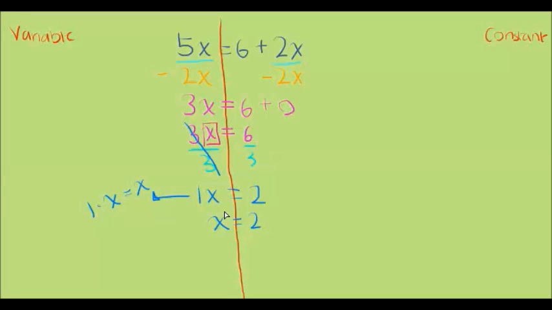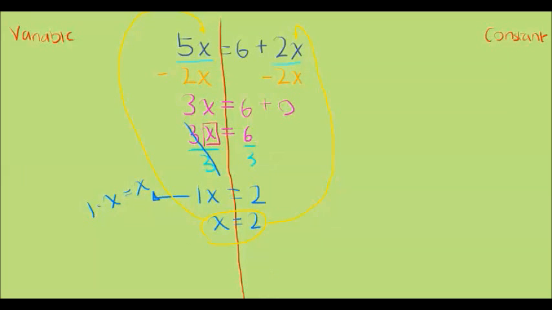Therefore, the solution of this equation 5x equals 6 plus 2x is x equals 2. So this is our final solution of the equation. Now, if you wanted to check it to make sure that you got the correct answer, you're going to substitute the value of the variable into the original equation. So I see an x over here, so I'm going to substitute the value of the variable x into the two x's inside this equation.